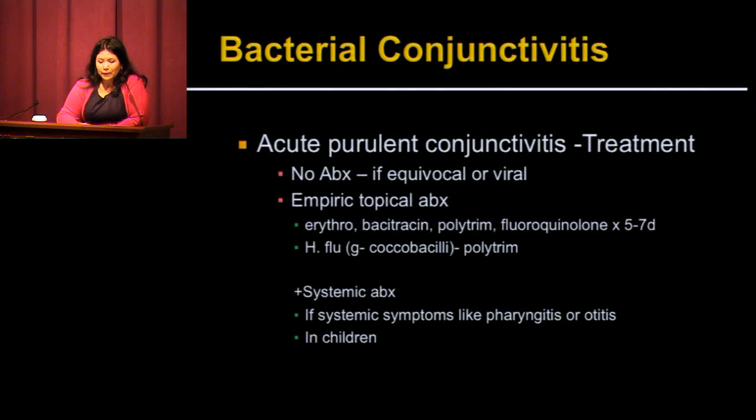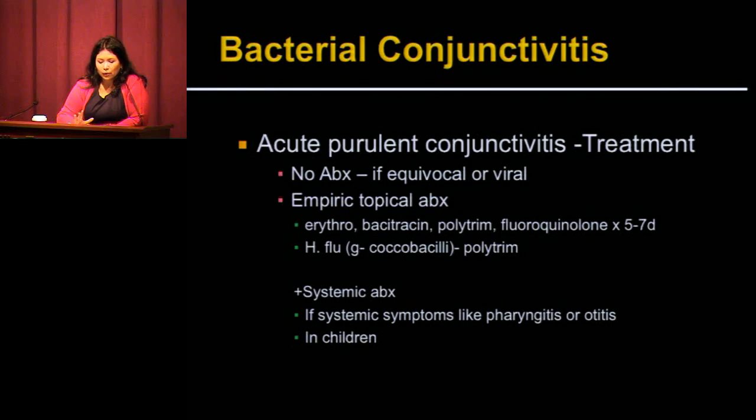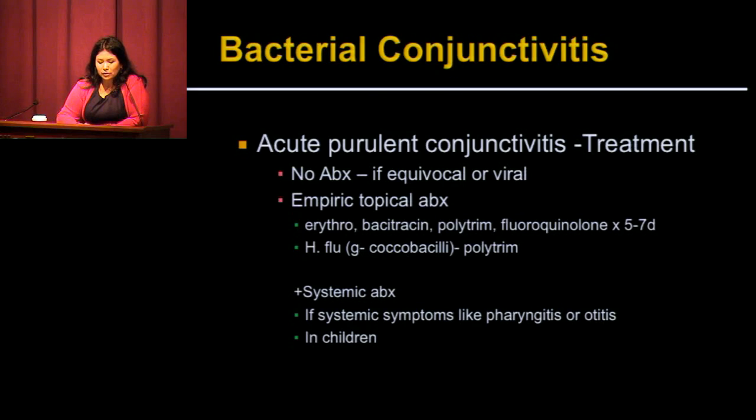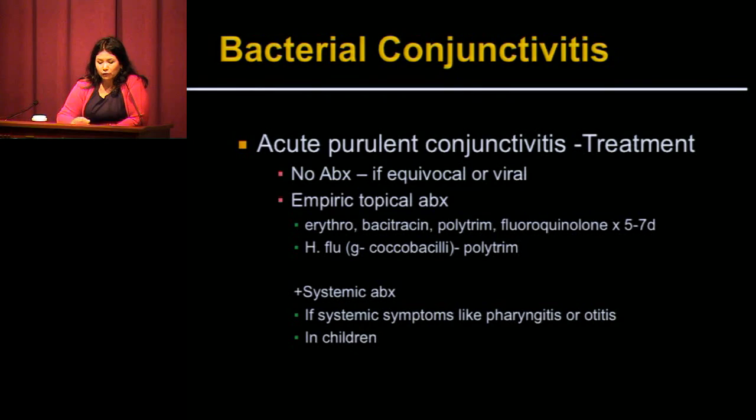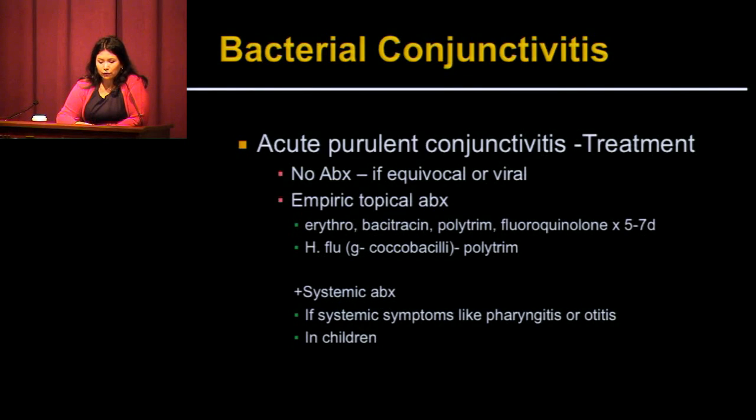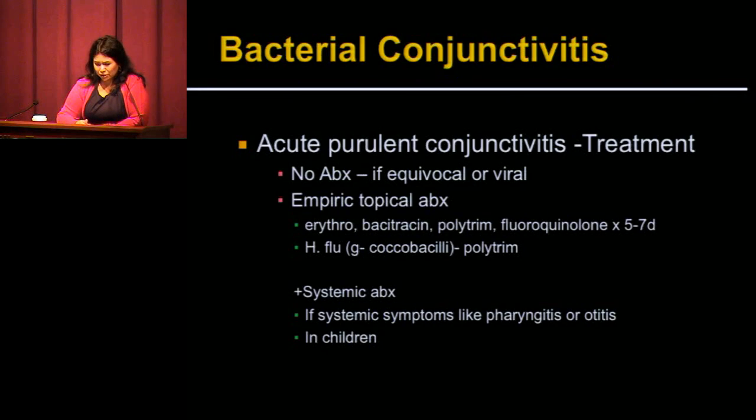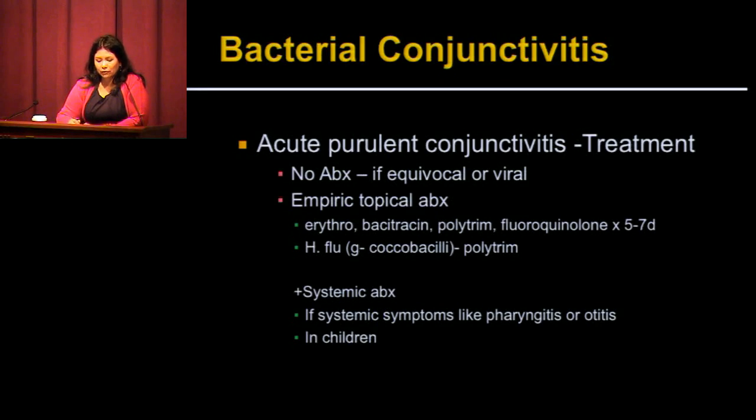So the treatment, some advocate no treatment at all because if it looks okay, it's self-limiting, it's going to get better on its own. Or maybe it looks a little viral and you're not really sure. No one's ever going to fault you for not treating it at all at first and waiting for things to evolve. But usually you want to pick anything like erythromycin, bacitracin, polytrim, any of the fluoroquinolones. And I say that H. flu is sensitive to polytrim. Polytrim seems to be an overall good drop for any of these.